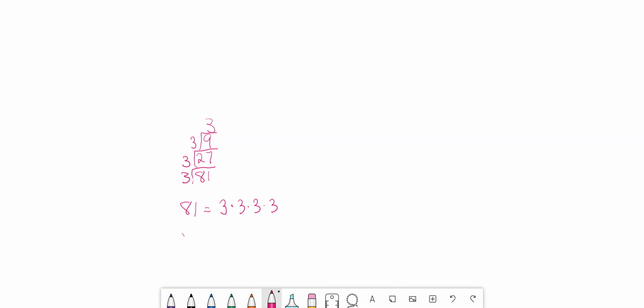So that means that the fourth root of 81 is equal to the fourth root of 3 times 3 times 3 times 3. So the 4 tells us how many of them there need to be alike. So we have 4 3's.